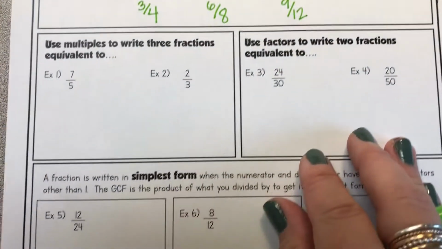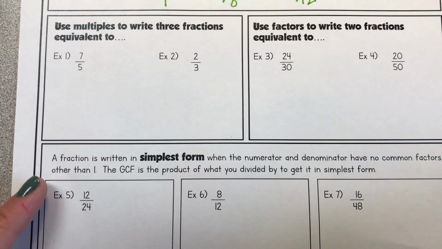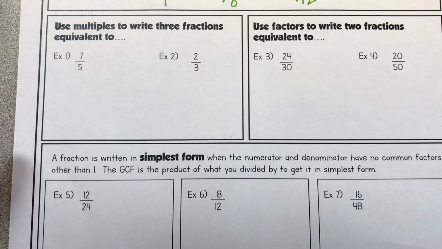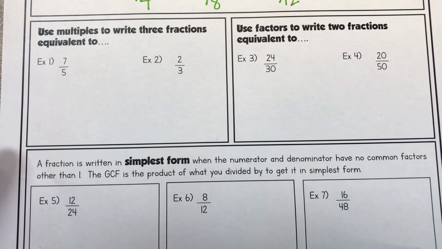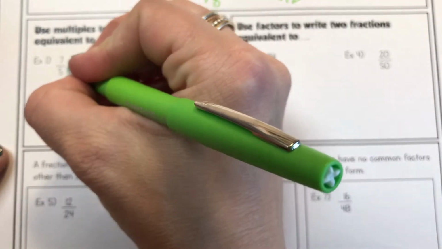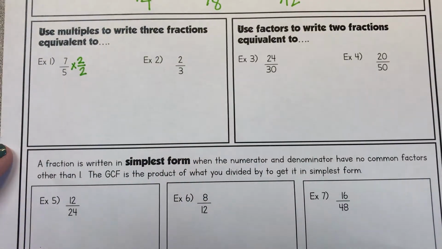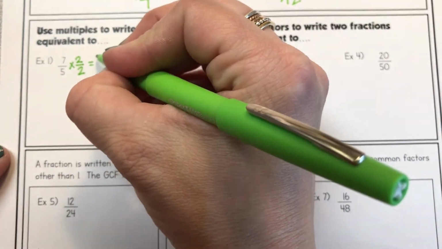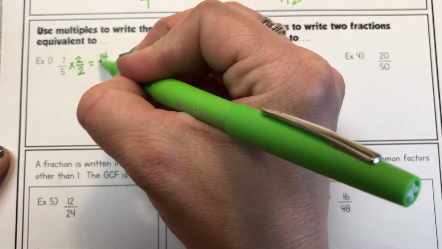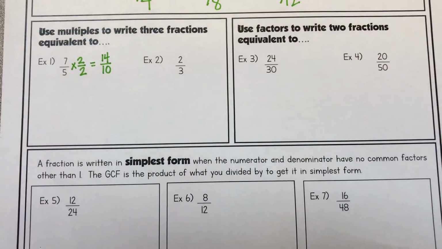So the first thing we're going to do is use multiples to write fractions equivalent to these other fractions. What we learned earlier in the school year is that if you have the same number in the numerator and denominator of a fraction, for example, 2 over 2, that is 1, right? Because 2 goes into 2 one time. And if you multiply anything by the number 1, it stays the same. So if I were to multiply the numerator and denominator by 2, I would get 14 over 10. That means the exact same thing as 7 over 5.